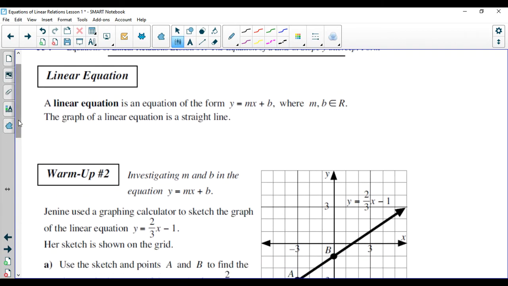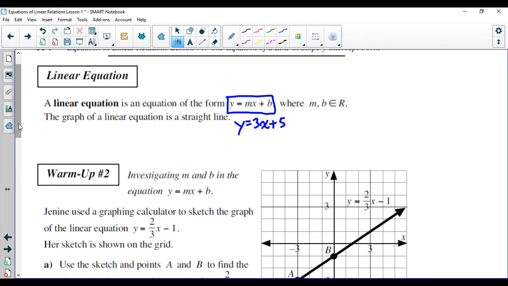It turns out that for an equation to be linear in math, it needs to fall in this form here: y is equal to mx plus b. m and b can be any real numbers. For example, you could have y is equal to 3x plus 5. The value of m is 3, which is a real number. The value of b is 5, which is also a real number. So they're all going to fall into that format.